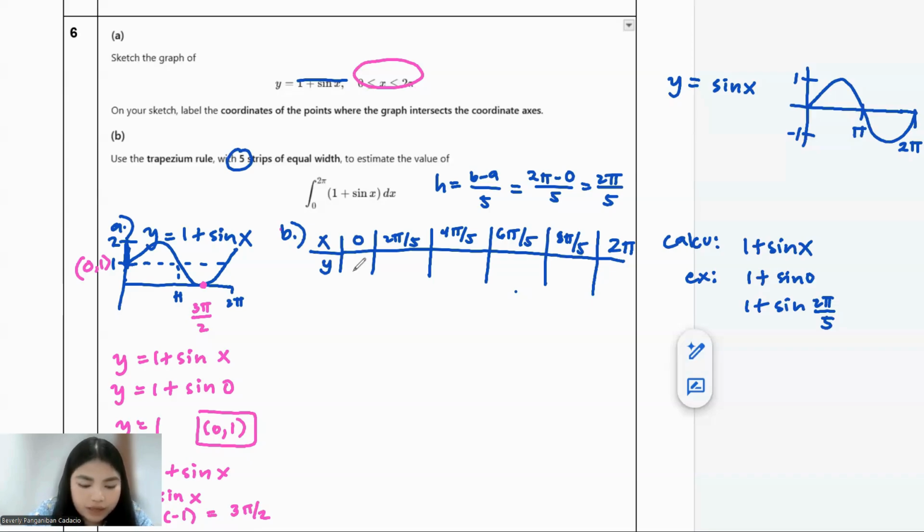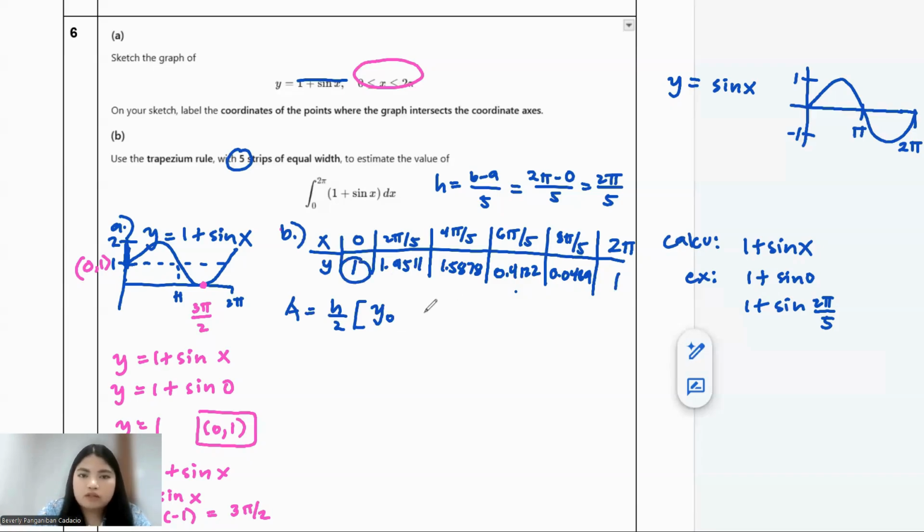Of course, this one will be 1. The next one is 1.9511, 1.5878, 0.4122, 0.0489, and of course we have 1 here. And once again, you're going to use the formula, which is h over 2 multiplied by the first y, this one, and then add the last y.